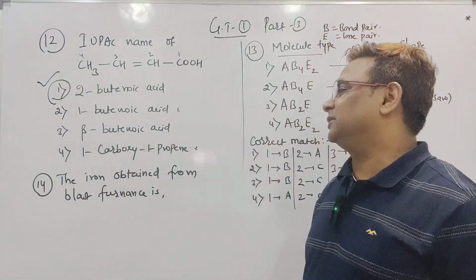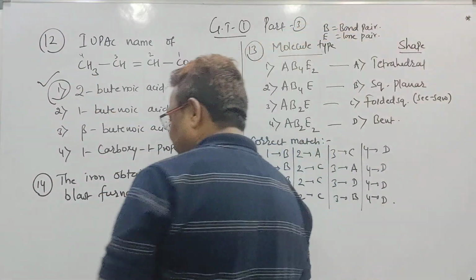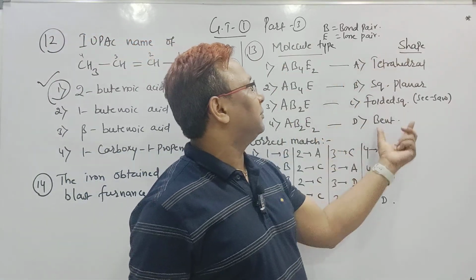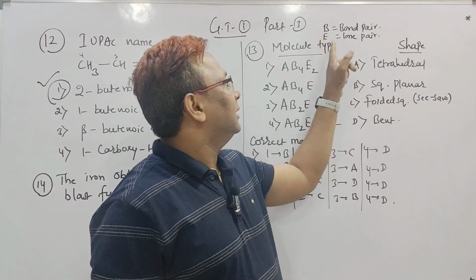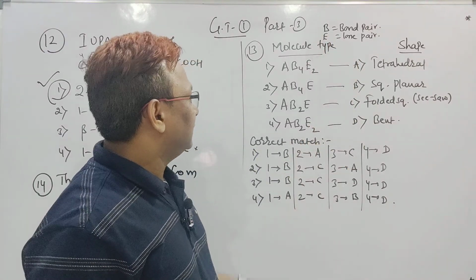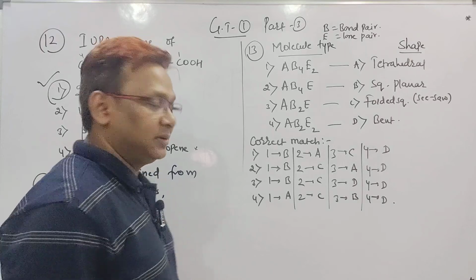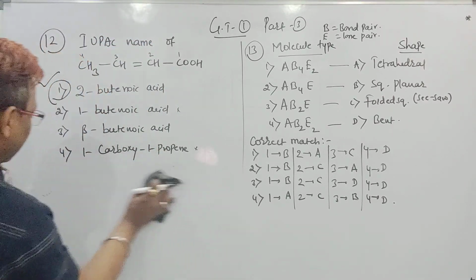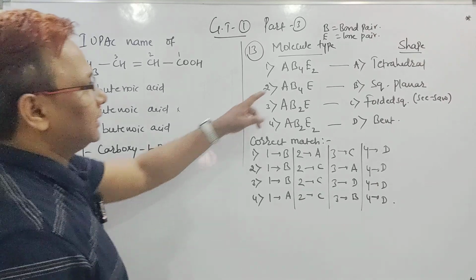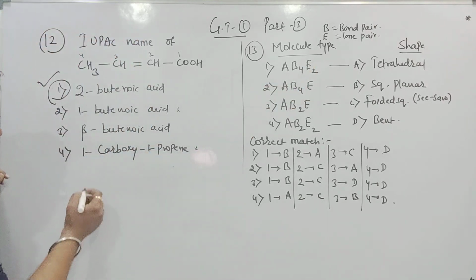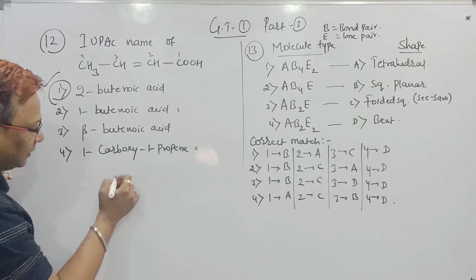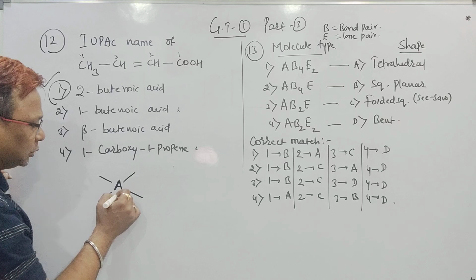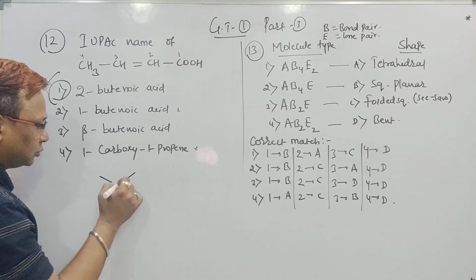That belongs to organic chemistry. Now the second question which I wrote here. These are the molecule types, these are the shapes. B stands for bond pair and E stands for lone pair. They are asking for the correct match. Before going to discuss this one, I will take out question number 14 first. Afterward I will write. See here, AB4E2, I'll write here. B4 means obviously 1, 2, 3, 4 and E2 is there, which means 2 lone pairs are there.